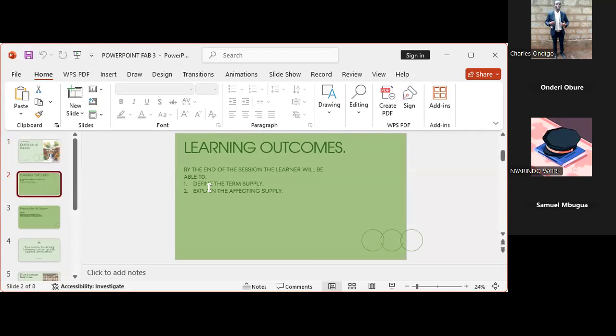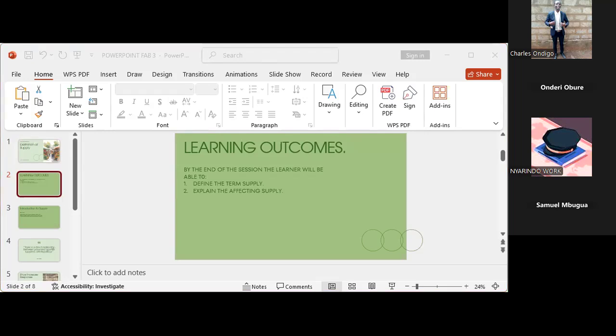So I want you to take a minute or less than a minute. On the chat box, just write any word that comes into your mind when you hear about the term supply. Any word, one word that comes into your mind. I'm waiting for the responses. Any word that comes into your mind.